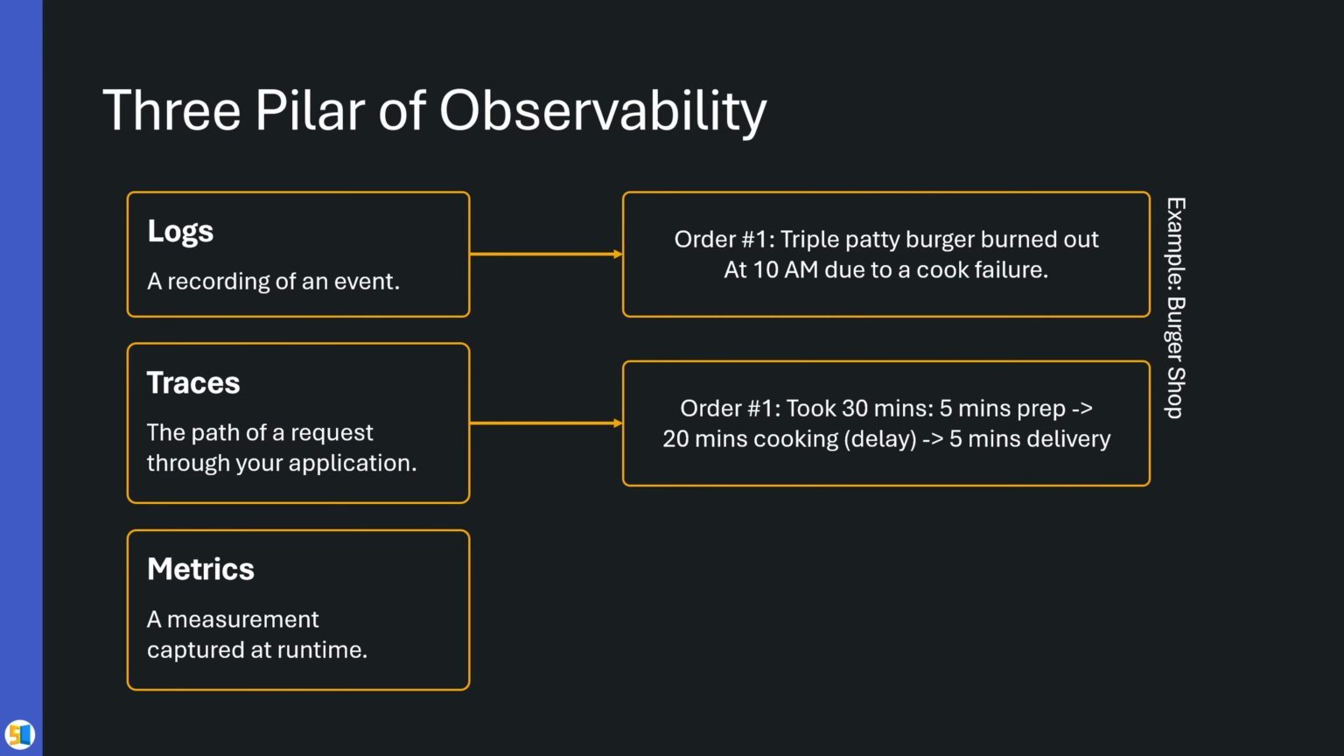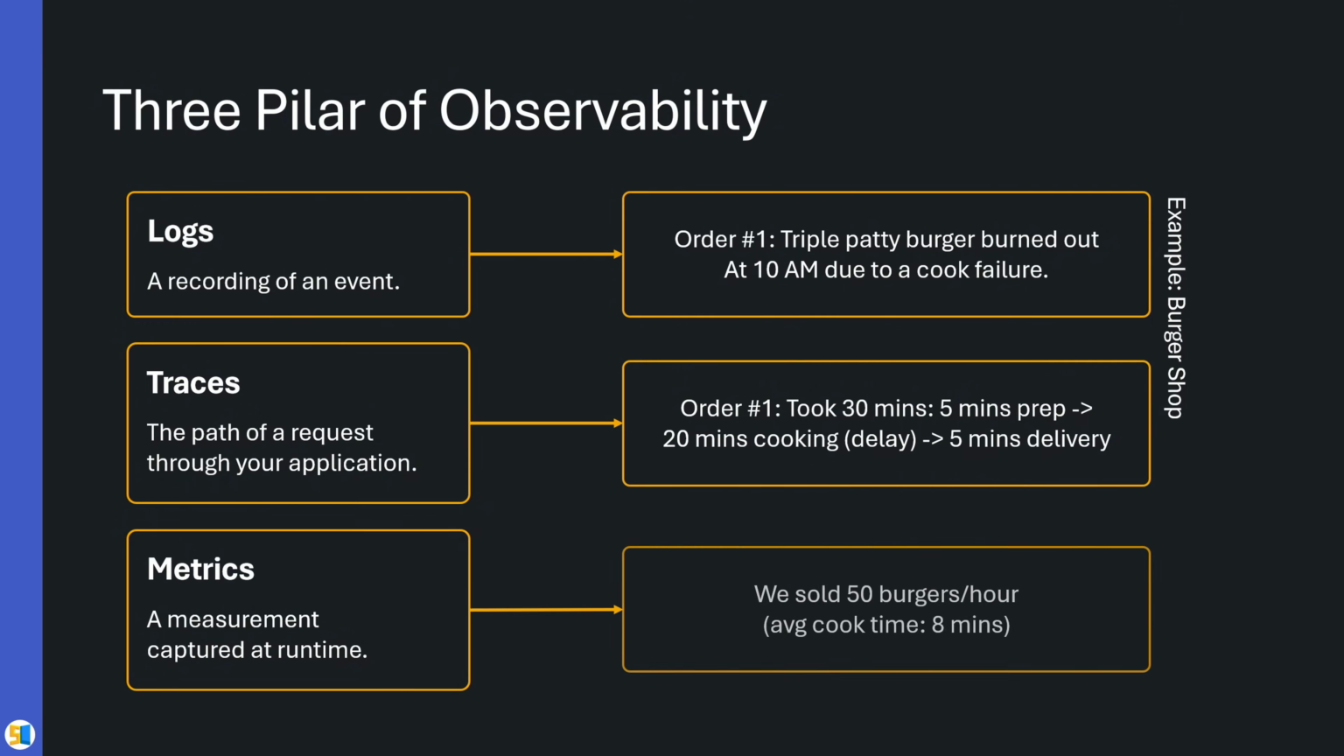And how about traces? For example, order 1 took 30 minutes to be completed: 5 minutes for preparation, 20 minutes for cooking, which is usually less than that, but because the burger burned out, we needed to redo it, right? There's the delay, and 5 minutes for delivery, so it took 30 minutes. And with metrics, we can get information like how many burgers we sold per hour, in this case 50 burgers per hour, with an average time of 8 minutes.